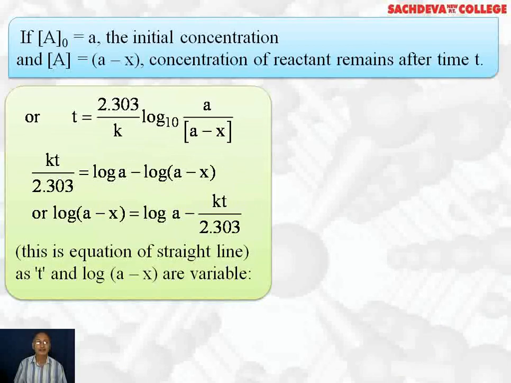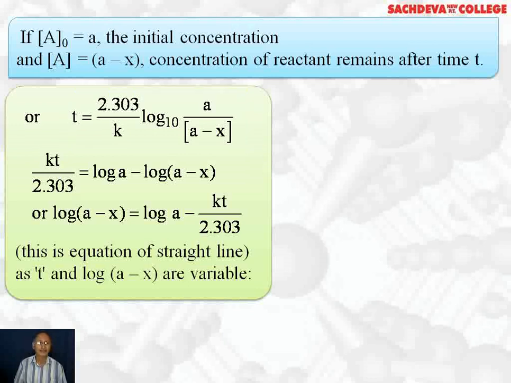A0, equal to small a, can also be taken as the initial concentration, and the final molar concentration of A can be taken as a minus x. That is the concentration of reactant which remains after time t. So small t is equal to 2.303 divided by K log of a divided by a minus x. a is the initial concentration, a minus x is the final concentration.